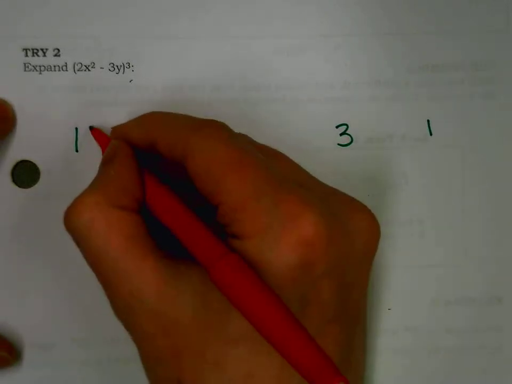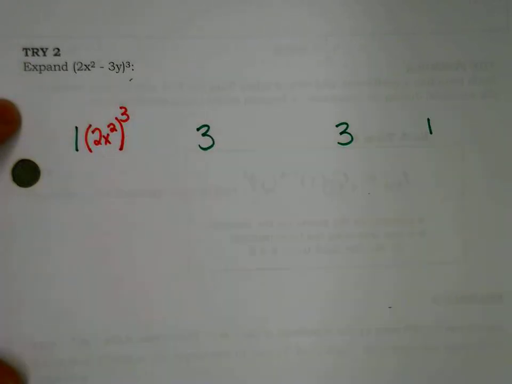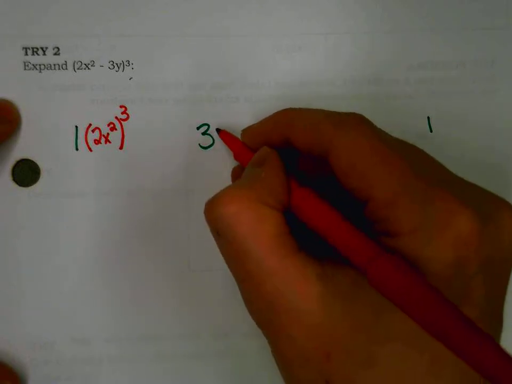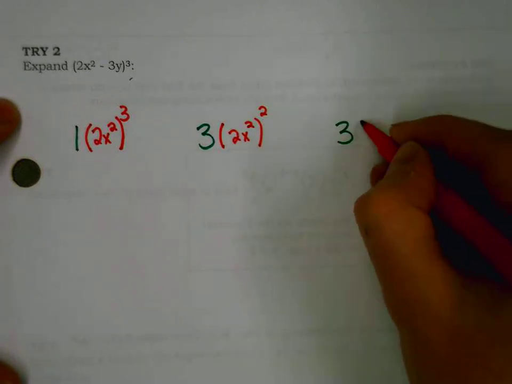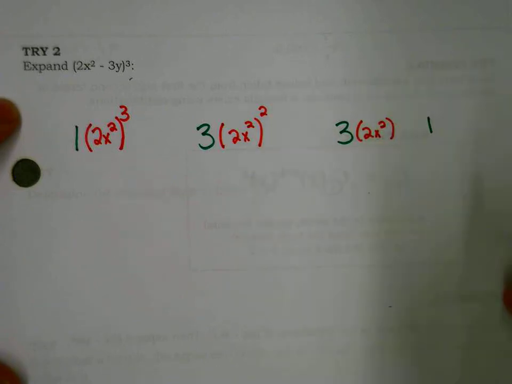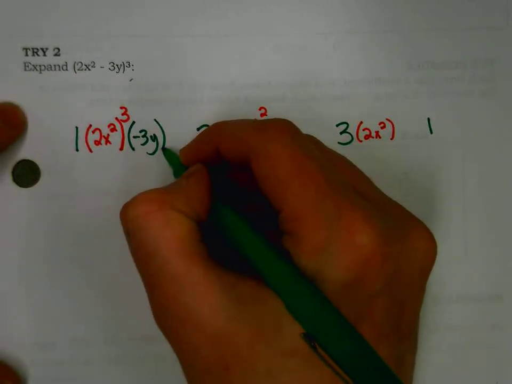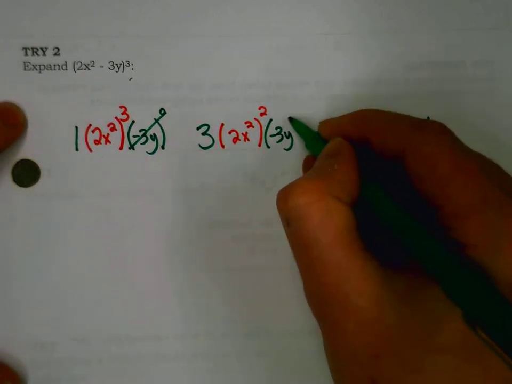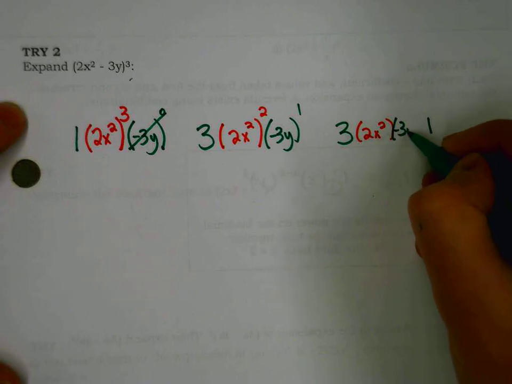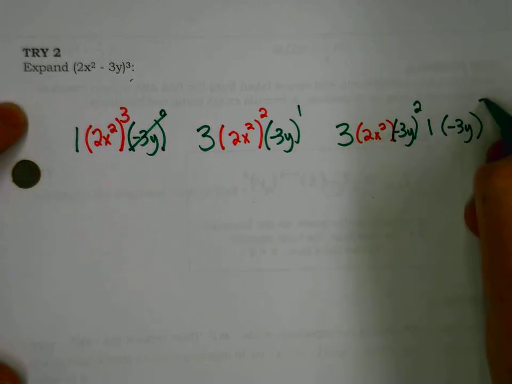So our expansion of a cubic function still has our coefficients of 1, 3, 3, 1, but this time our first term in the binomial is a 2x squared, which is cubed. And then we descend a power to a 2x squared to the 2, a 2x squared to the 1, and a 2x squared to the power of 0. And lastly, we have a negative 3y to the power of 0, a negative 3y to the power of 1, a negative 3y squared, and a negative 3y to the 3.